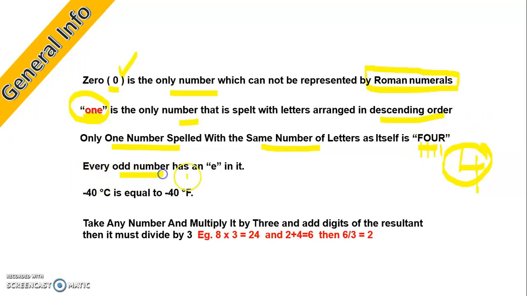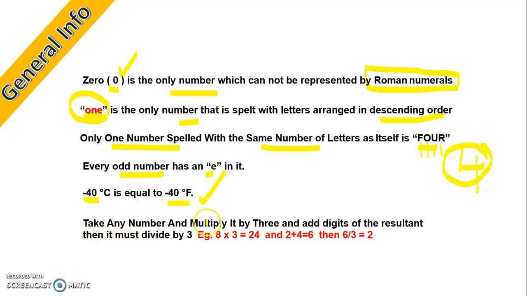And every odd number has an E in it. That means if you take 5, F-I-V-E, the letter E is there; 9, N-I-N-E. So every odd number has an E in it. And next, minus 40 degrees Centigrade is equal to minus 40 degrees Fahrenheit. So this is also another thing.